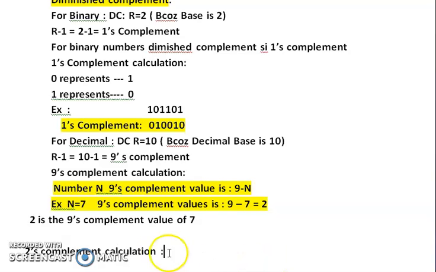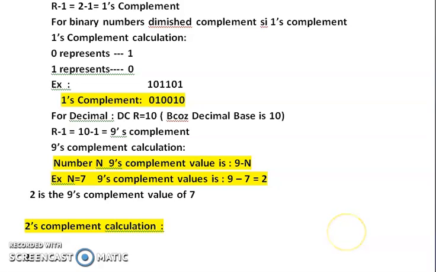How to calculate the 2's complement value? There is a simple formula: 2's complement is equal to 1's complement plus 1. So 1's complement plus 1 is called the 2's complement value. You can take any number, as we have already taken this number.